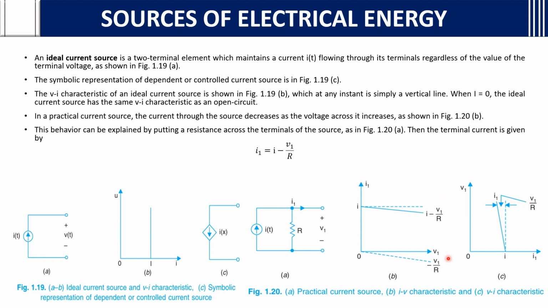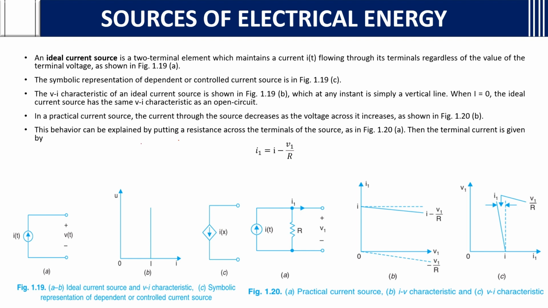Okay, but here what we can see in this B, the VI characteristic of an ideal current source, which at any instant is simply a vertical line when I is 0. The ideal current source has the same VI characteristics as an open circuit. Anywhere in the circuit, if you want to short circuit, then you can only short circuit the voltage source. The current source will be open circuit. The ideal current source is the same as an open circuit.